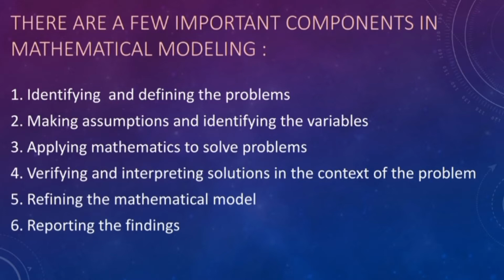There are a few important components in mathematical modeling. Number 1. Identifying and defining the problem. Number 2. Making assumptions and identifying the variables. Number 3. Applying mathematics to solve the problem. Number 4. Verifying and interpreting the solution in the context of the problem. Number 5. Refining the mathematical model. Number 6. Reporting the findings.